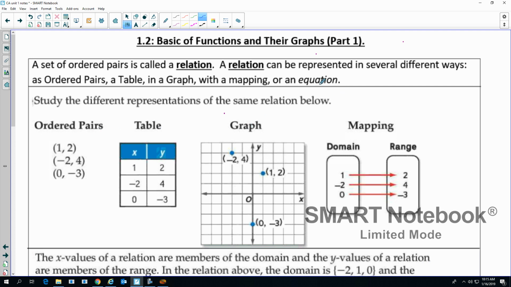And then we don't want to forget about equations. Equations can represent a set of ordered pairs also. So we'll look at that a little bit later.